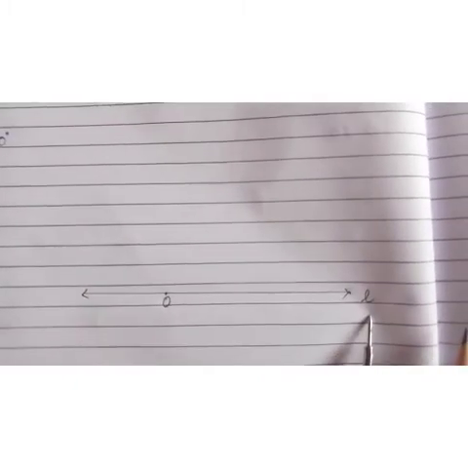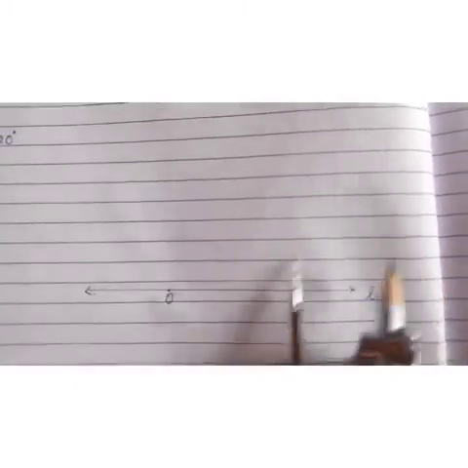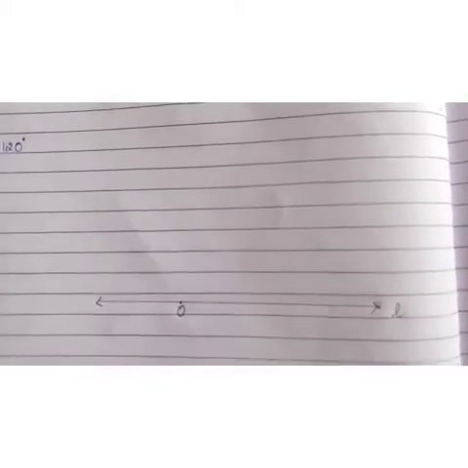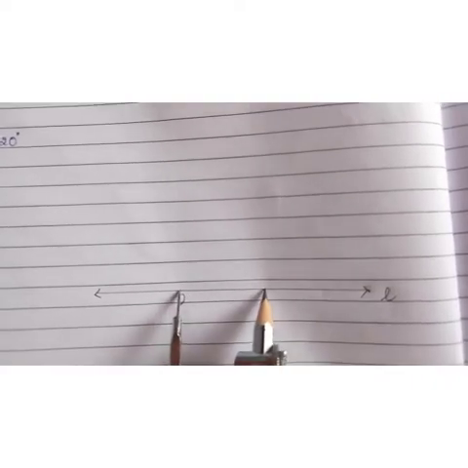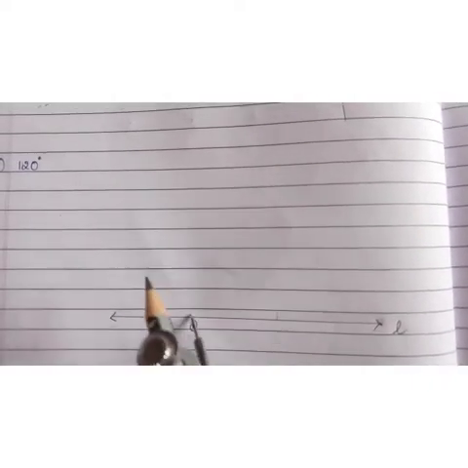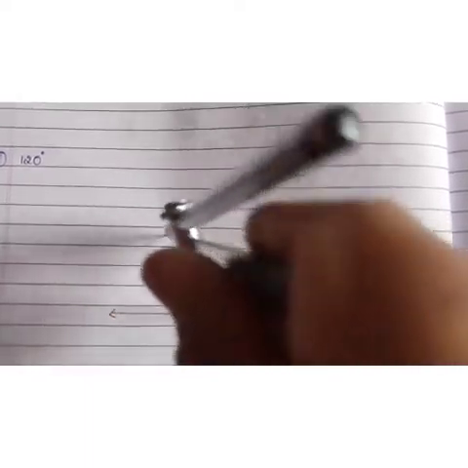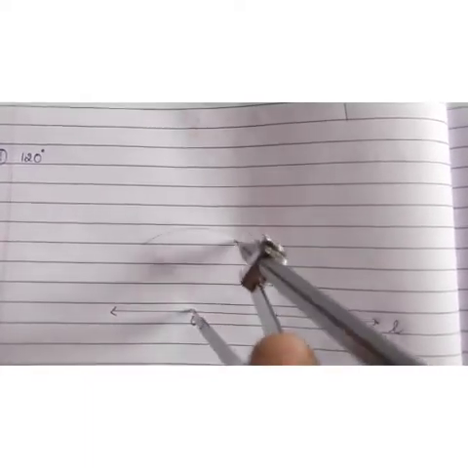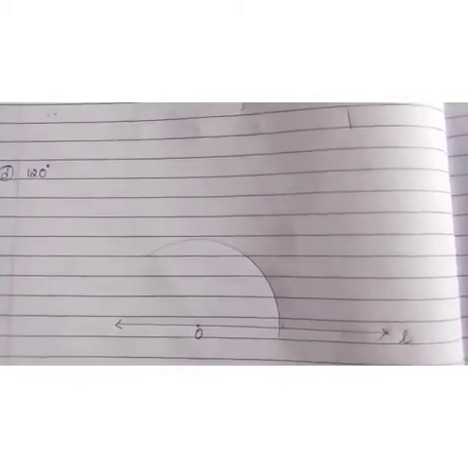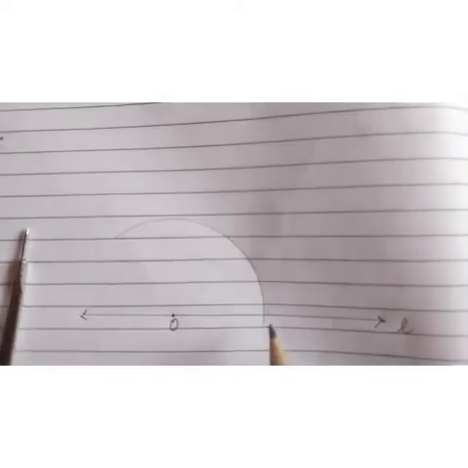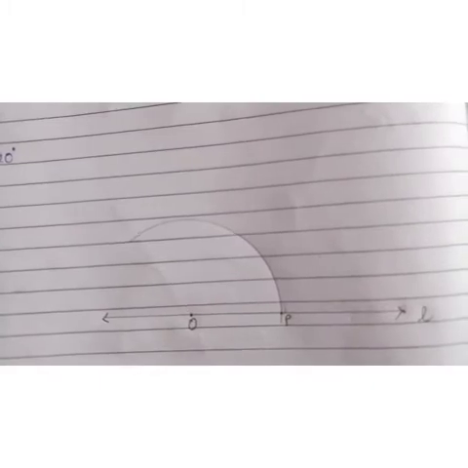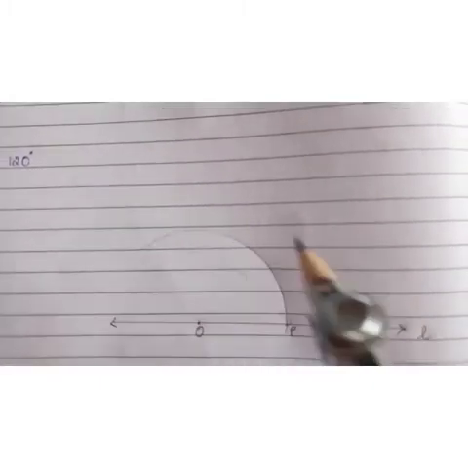So children, for 120, again draw a line. Name it as L. Take any point on this line and mark it as any alphabet of your choice. I will mark it as O. With O as center and convenient radius, you have to draw an arc. So this is the arc. Now with same radius and with this as center, mark this point first. I will mark it as P. Now with P as center and same radius, cut the arc.